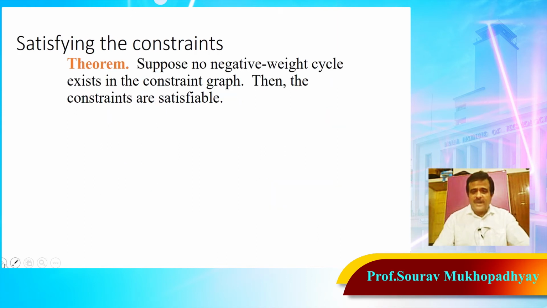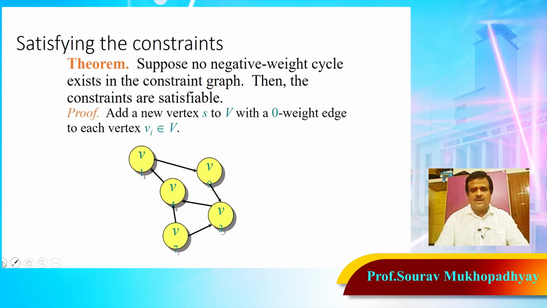Now, if there is no negative cycle in this graph, then these constraints are satisfiable, then the system has a solution. And how to get the solution? Again we will use Bellman-Ford to get the solution. So, let us first consider the original graph. This is the constraint graph coming from these inequations.